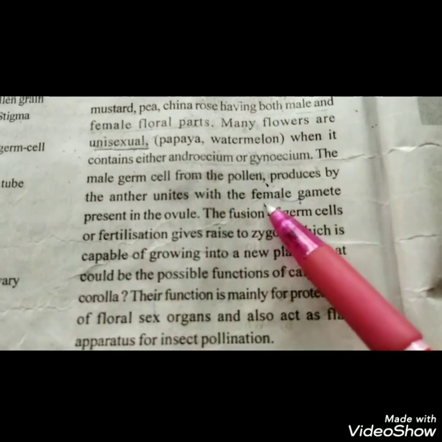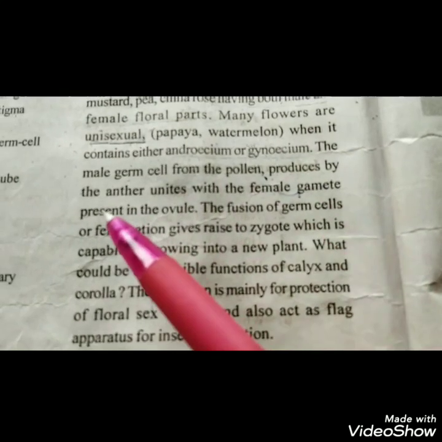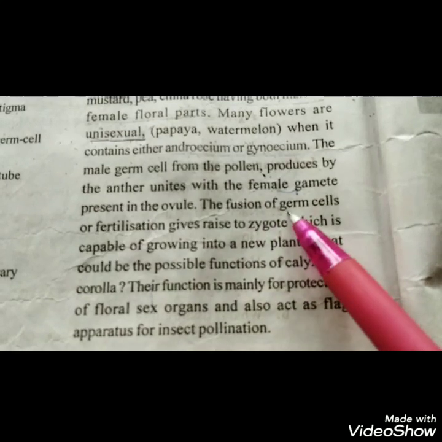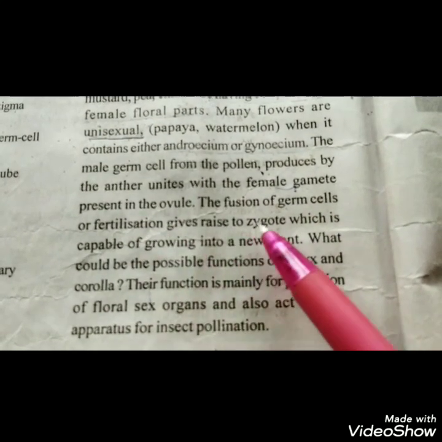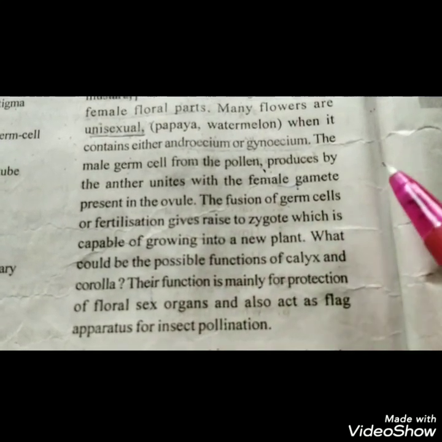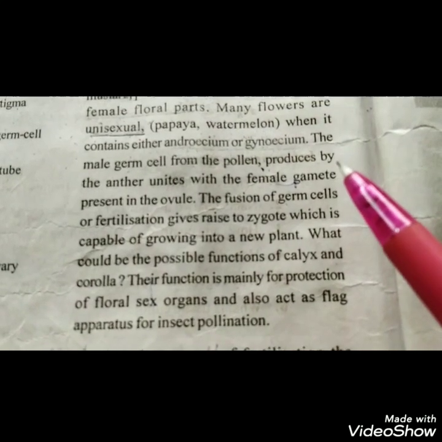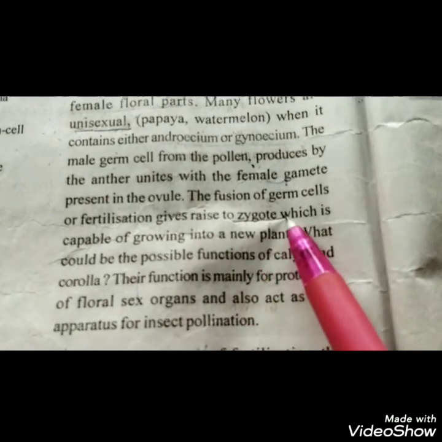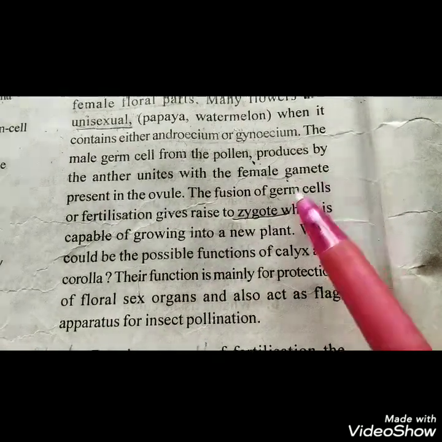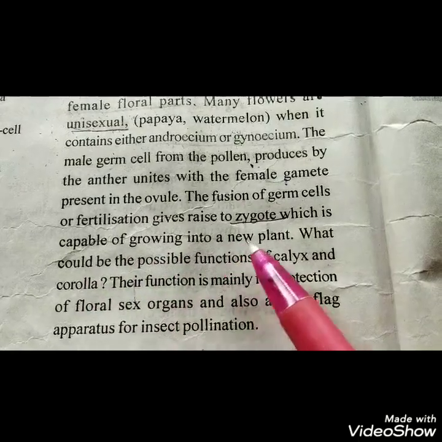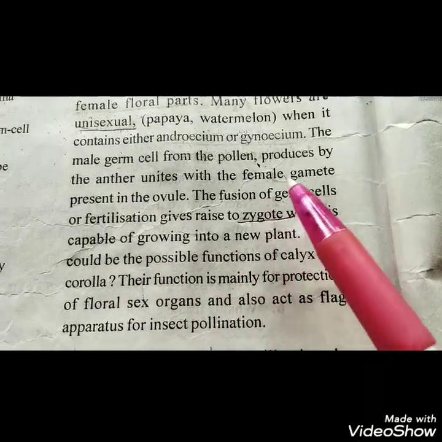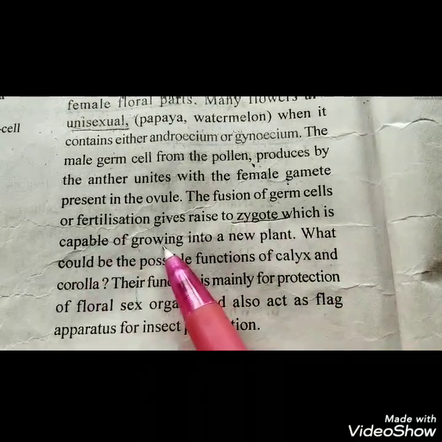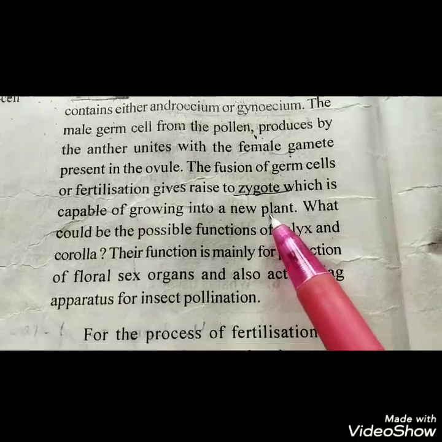The pollen grain will unite with the female gamete which is present inside the ovary. The fusion of the germ cells, or fertilization, gives rise to the zygote. Once the pollen grain unites with the egg which is present in the ovary, it will result in the formation of the zygote, which is capable of growing into the new plant, and this zygote will develop into the seed, and this seed is capable of developing into the new plant.